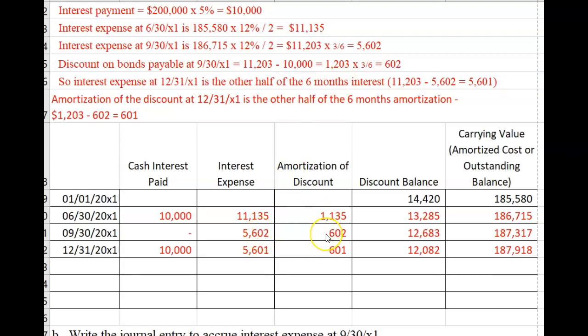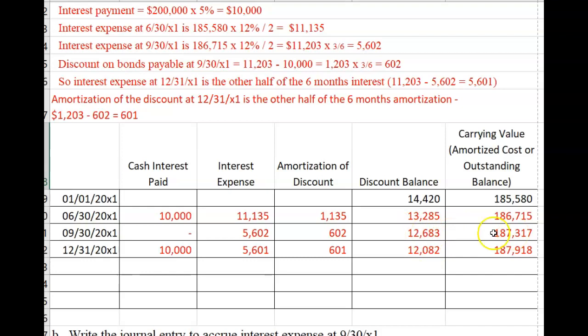Now we do have an amortization of the discount. The amortization of the discount would be the full amount of interest for the 6 months ended December 31st, minus the $10,000 payment we will actually make at December 31st, equals 1,203 amortization of the discount for the 6 months ended December 31st. 1/2 of that, or 3 months out of 6 months, is $602 amortization at September 30th. Reduce the discount balance by the $602, and now the carrying value or amortized cost of the bond is $187,317, which is $200,000 par value minus the unamortized discount.